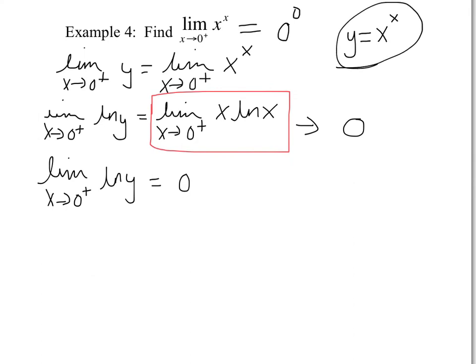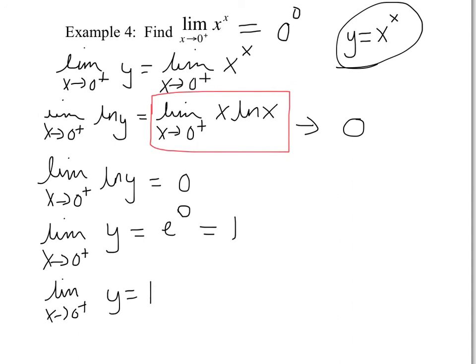All right, now if I want to solve this for y, because that's what my whole point was, I want to know x to the x, I need to get rid of the natural log that I used. So I'm going to apply e to both sides. If I apply e to the one side, I get y, and if I apply e to the other side, I get e to the 0. And we know e to the 0 equals 1. So therefore, limit as x goes to 0 from the right of y equals 1. And since y equals x to the x, we know the limit as x goes to 0 from the right of x to the x also must equal 1.